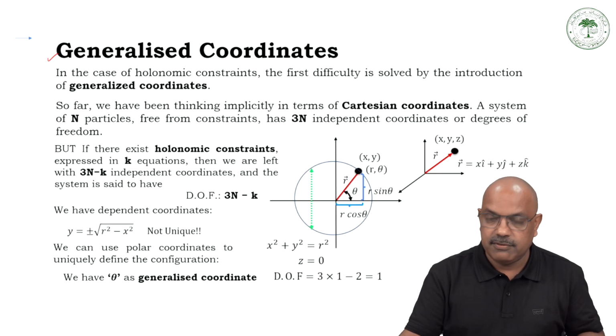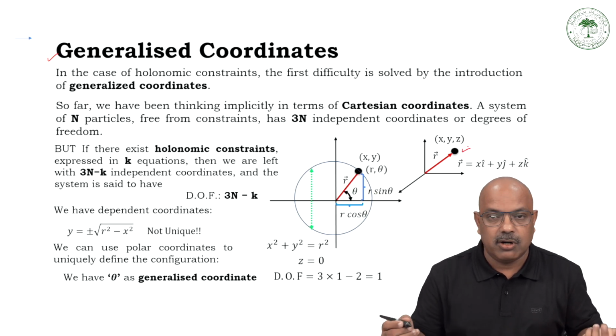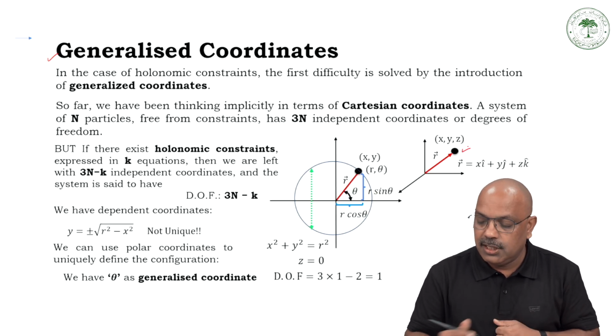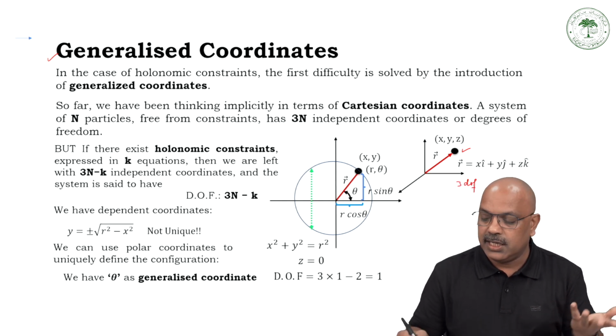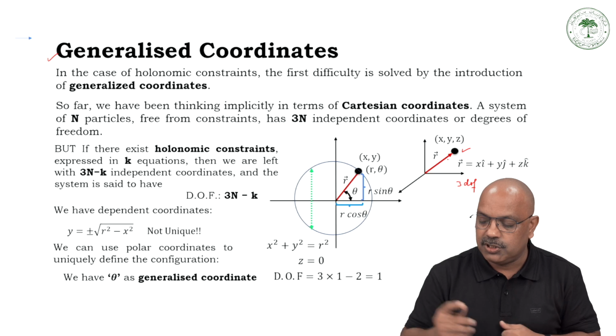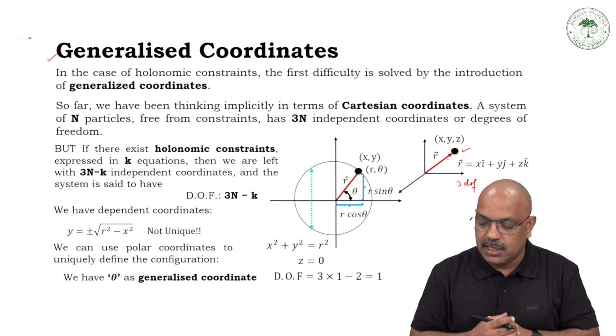So you see that, consider a free particle which is not constrained. It can have 3 degrees of freedom, and can move along the x, y, and z axes, and I can have the position vector depend on x, y, and z.